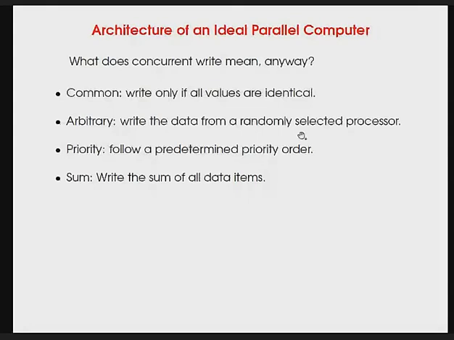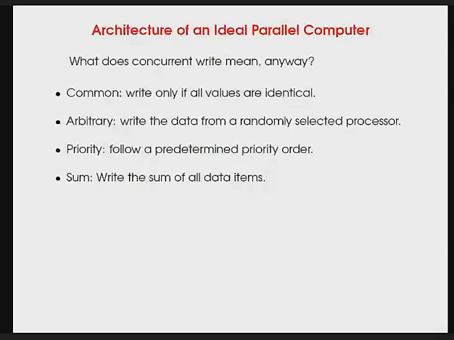So write the data from a randomly selected processor. Okay, so you can select and write the data from any random processor you pick up. Now priority. So what will happen in this case? There is one predefined priority list. The processor with the highest priority will proceed, and all the other processors will fail. So the priority will be given to the highest processor.